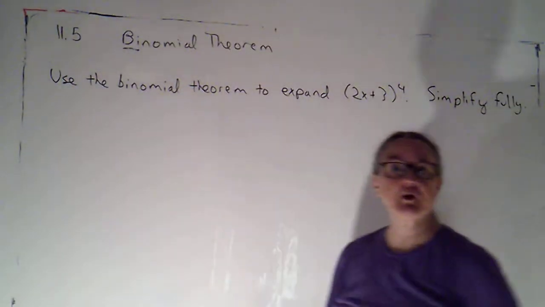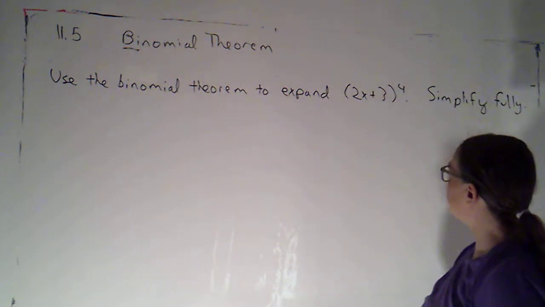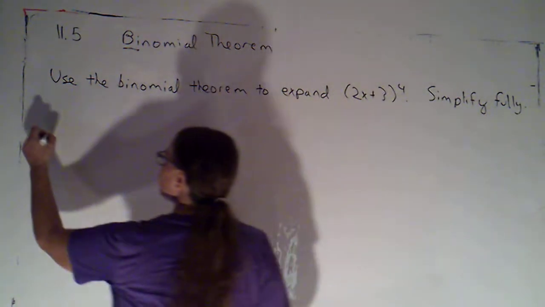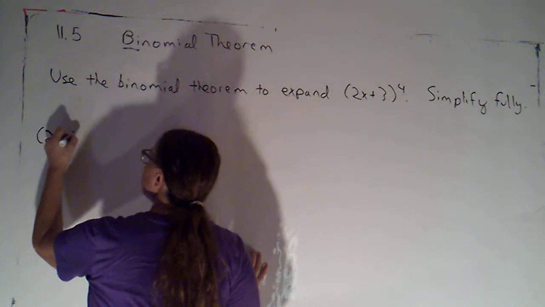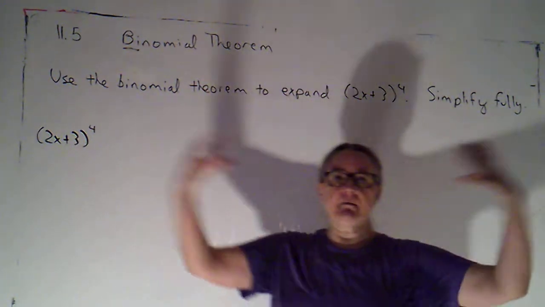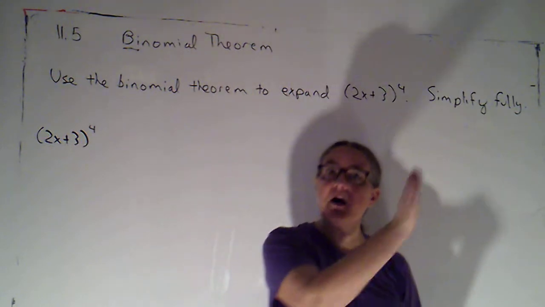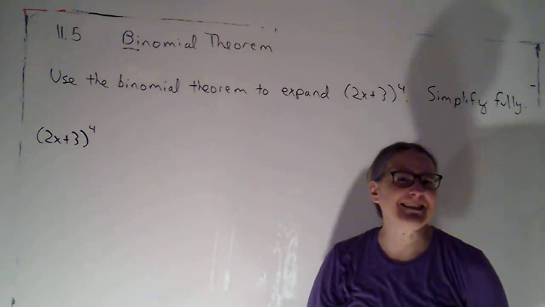We've got a problem up on the board here. I want to just go over the directions here. The directions say use the binomial theorem to expand (2x + 3)^4. Now when I expand a power of a binomial, that means I'm going to multiply it out so that I can write it as just a simple polynomial, preferably in descending order.